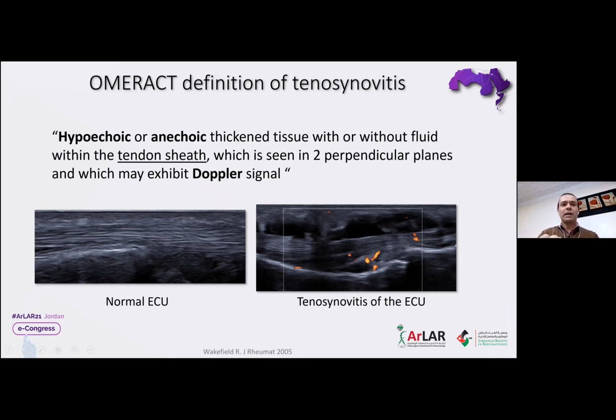We have on the left a normal extensor carpi ulnaris tendon with its fibrillar linear normal aspect. And on the right, you have the tendon in the middle, but it is surrounded by some abnormal material. We have hypoechoic and anechoic material on the top and on the bottom of the tendon. And we have some Doppler spots. So this is the classical definition of tenosynovitis of the extensor carpi ulnaris.